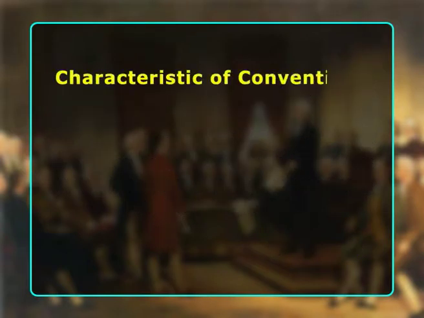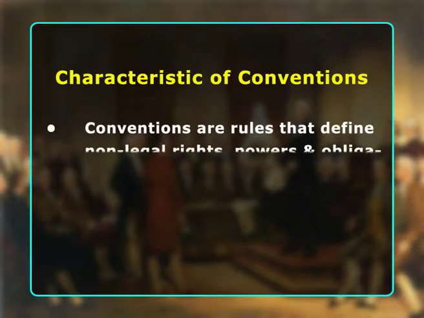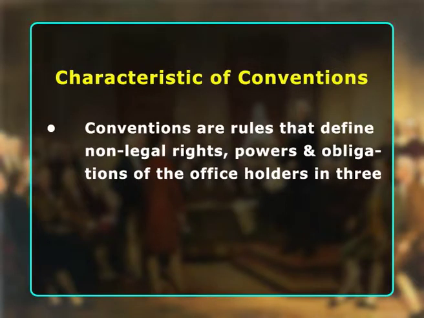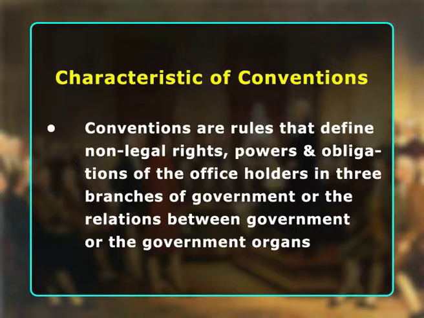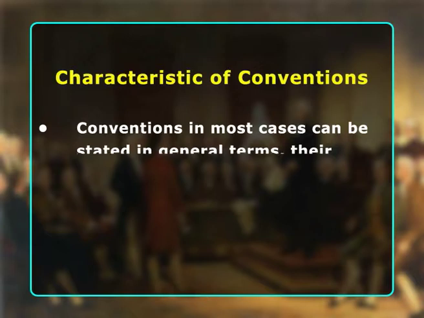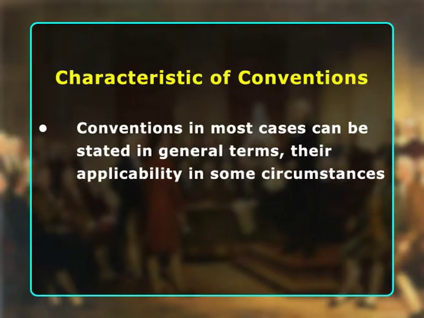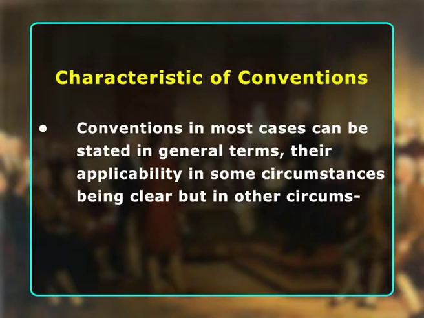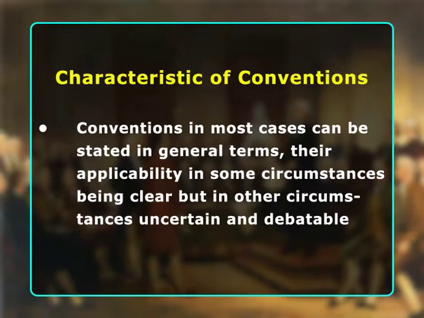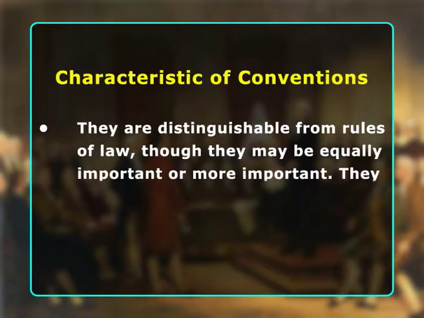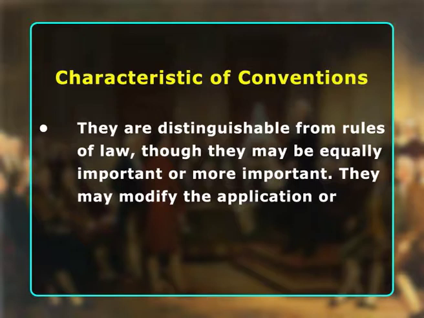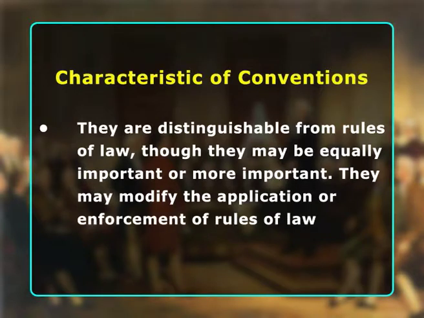There are certain characteristic features of constitutional conventions. Conventions are the rules that define the non-legal rights, powers and obligations of the office holders in the three branches of the government, or the relations between the government organs. Conventions in most cases can be stated in general terms, their applicability in some circumstances being clear but in other circumstances uncertain and debatable. They are distinguishable from the rules of law, though they may be equally important or more important. They may modify the application or enforcement of rules of law.